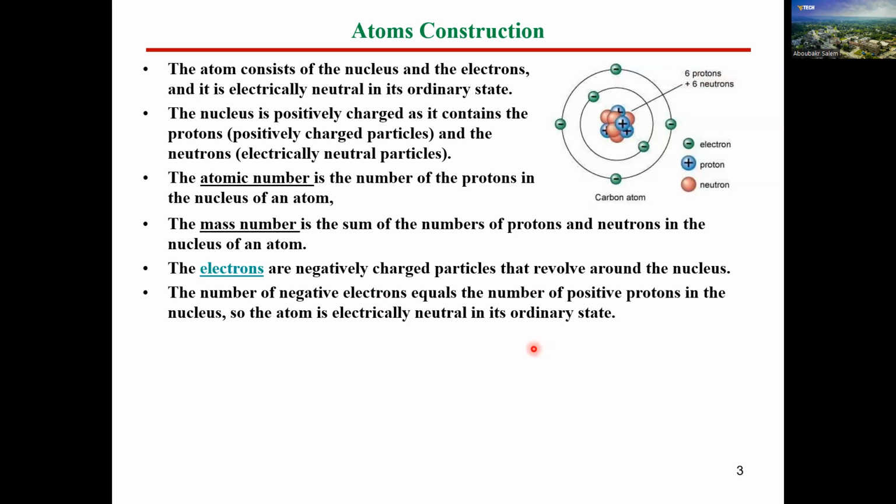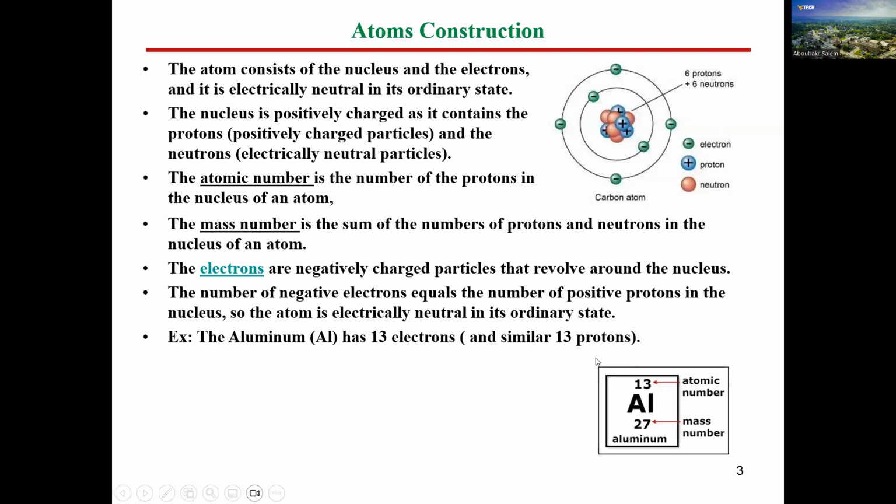The number of negative electrons equals the number of positive protons in the nucleus, so that the atom is electrically neutral in its ordinary state. It's very important, this word, guys. It's in its ordinary state. Ordinary state means at normal operating conditions without any external applied energy. Okay? So let's agree together that the ordinary state means we don't have any external energy applied to the material or to the atoms.